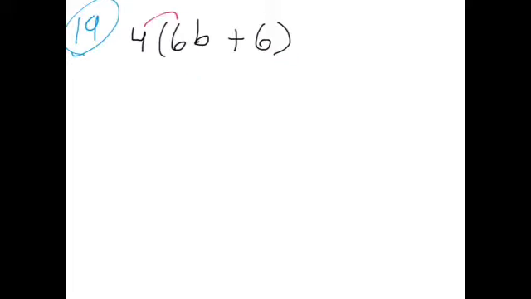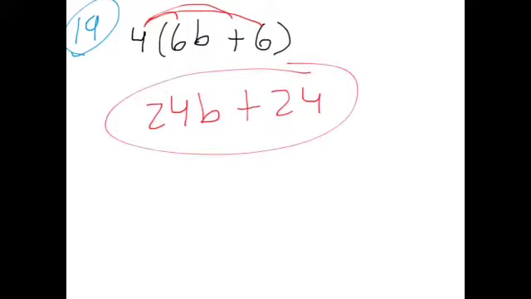On 19, you distribute that 4 through, multiplying by both the terms in there. 4 times 6b is going to be 24b. And 4 times 6 on the second part is going to be 24. So 24b plus 24.